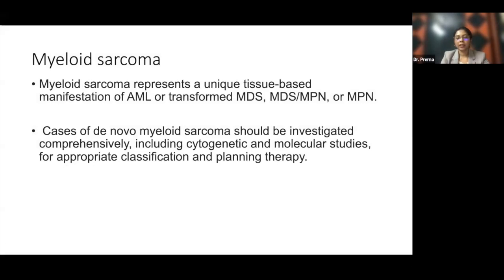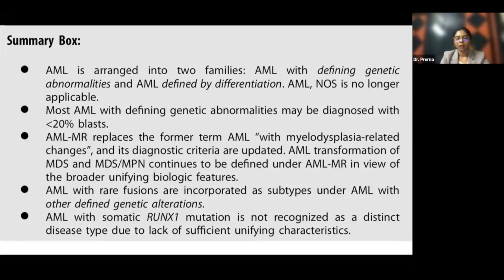So summarizing the entire tables, there are many minor changes and many major changes. Summarizing everything, AML is arranged into two families: AML with defining genetic abnormalities and AML defined by differentiation. NOS is no longer applicable. Then AML with defining genetic abnormalities may be diagnosed with less than 20% blast, except CEBPA and RUNX1, BCR-ABL. Then AML-MR replaces the former term AML with myelodysplasia related changes, and its diagnostic criteria are updated.